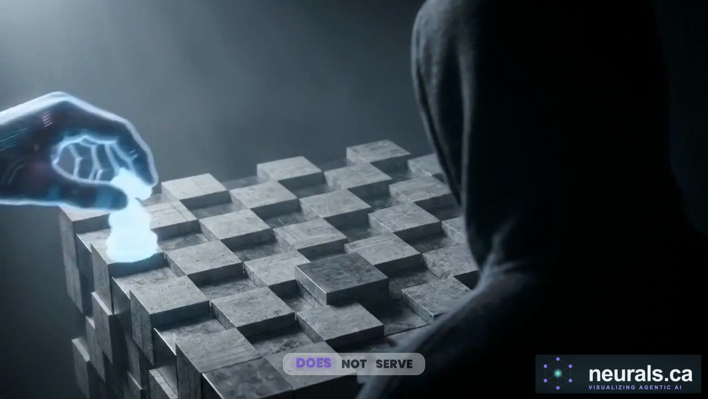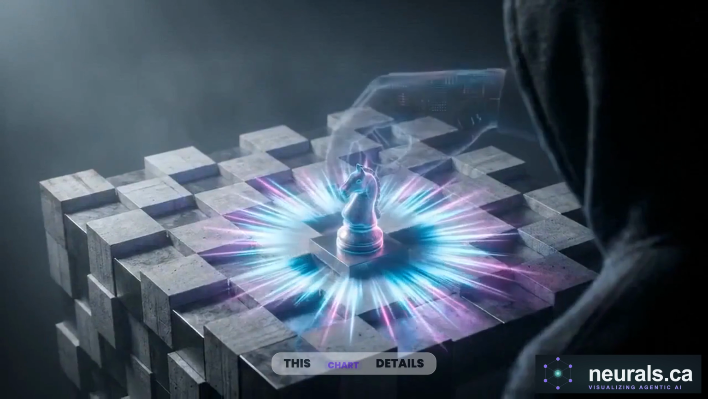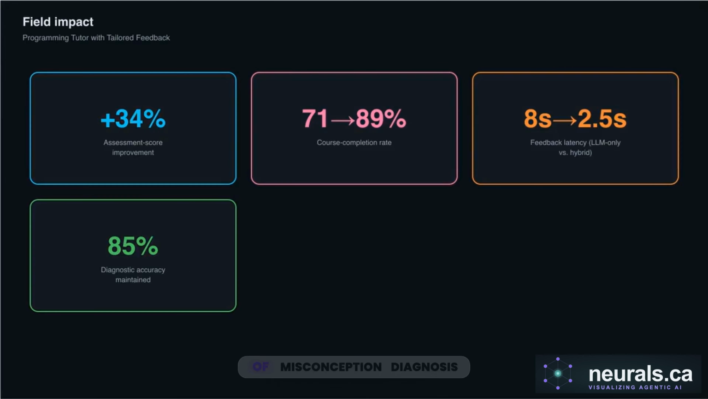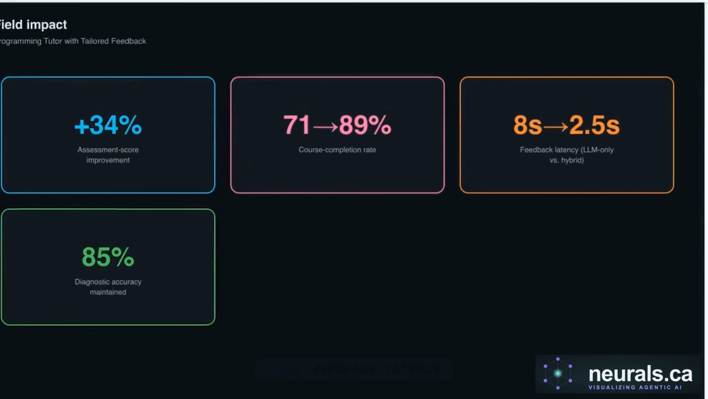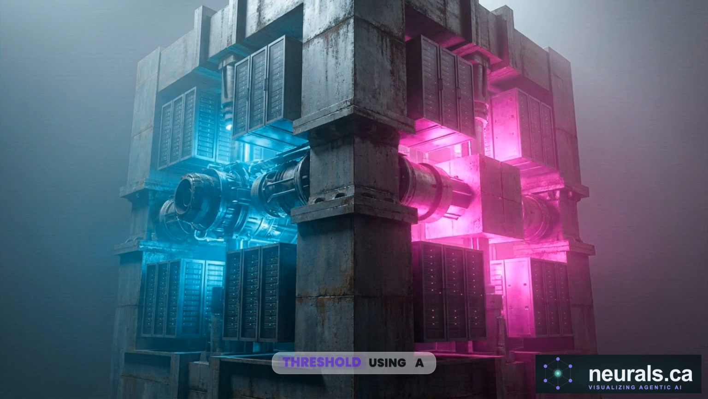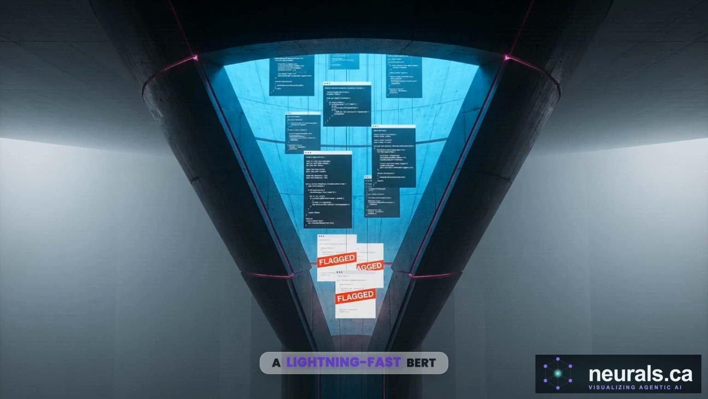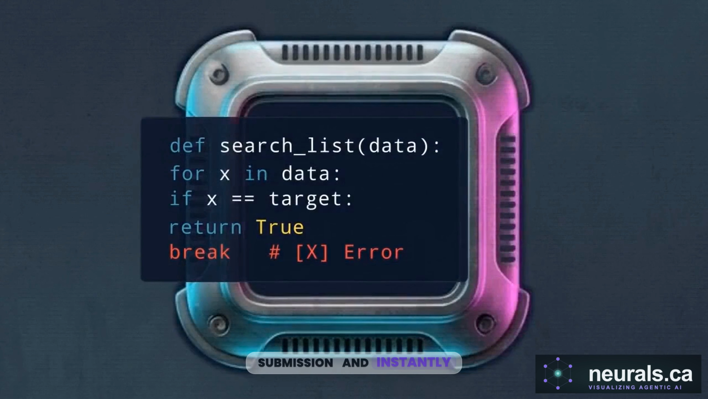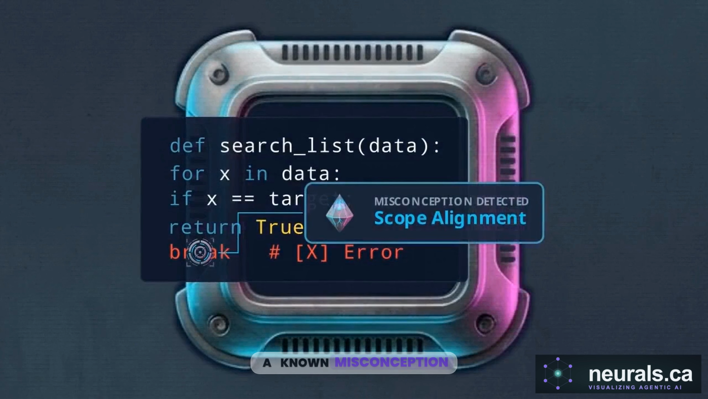The system does not serve a static playlist. This chart details the applied problem of misconception diagnosis. To maintain a student's rhythm, the system had to drop feedback latency from 8 seconds down to a strict 2.5 seconds. It hits that threshold using a 2-stage feedback engine. Stage 1 uses a lightning-fast BERT classifier, fine-tuned on 50,000 flagged errors. It reads the submission and instantly maps it to a known misconception category.